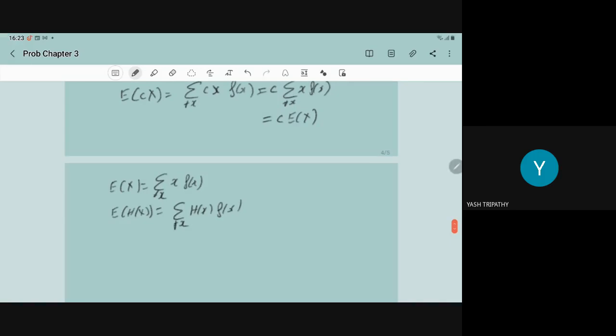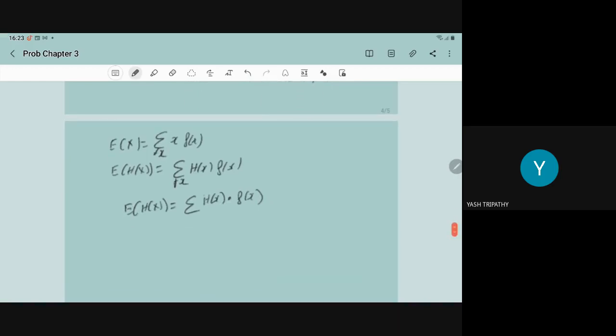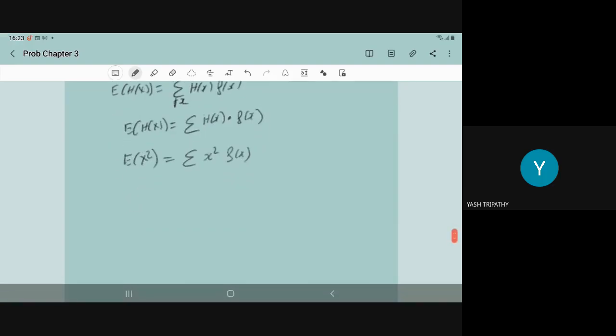Here, what is the formula? E of hx is what? Value of hx into corresponding probability, not f of hx. Density corresponding to x, right? For example, if you have to compute E of x square, it means it is the summation of x square value into associated probability. Clear? Okay, sir. That is the formula.